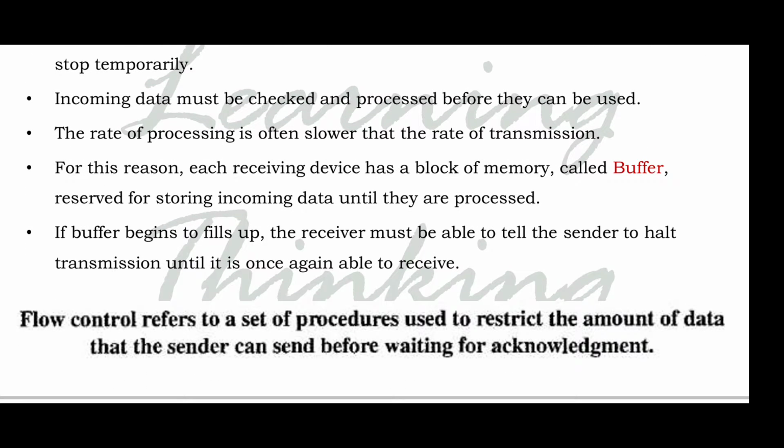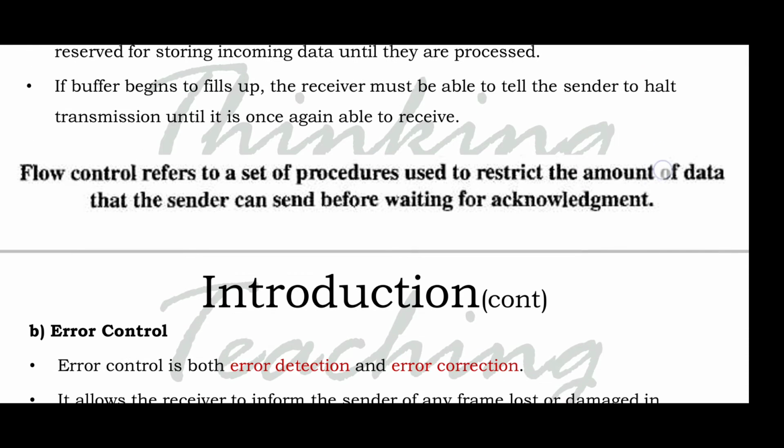This is where we need flow control in the data link layer. Flow control refers to a set of procedures used to restrict the amount of data that a sender can send before waiting for an acknowledgement. So this is the definition of flow control, and you can use all these words when you are writing an exam answer about flow control. Now the main part is coming.